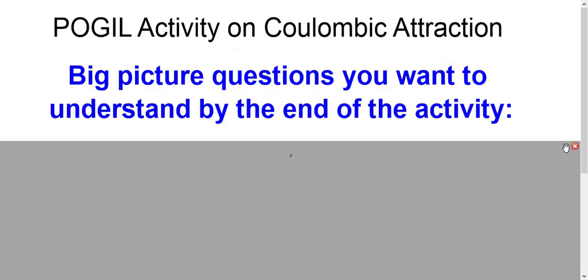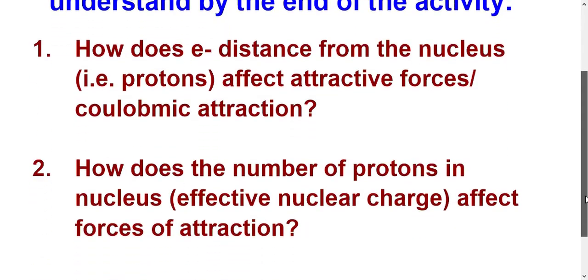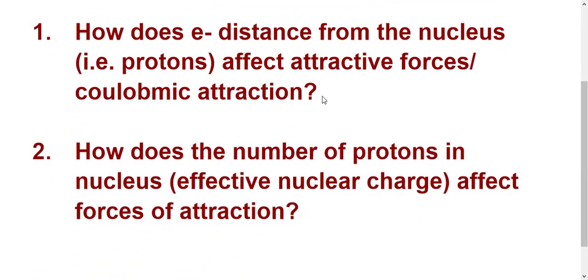So these were the two questions I posed in class based on the POGIL activity. One was, how does electron distance from the nucleus, meaning how does electrons' distance from protons, affect attractive forces within an atom, that Coulombic attraction? And how does the number of protons in the nucleus, that effective nuclear charge, affect forces of attraction? So now I'm going to answer those questions, but those were what that packet was covering through the examples in the POGIL activity that we did.